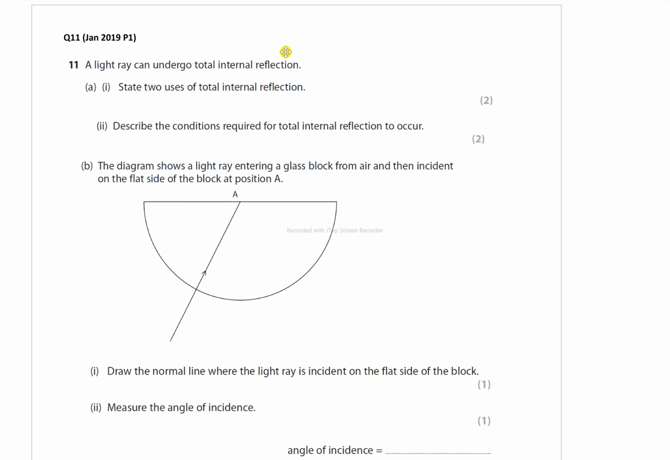Right, we're carrying on with this never-ending light worksheet.